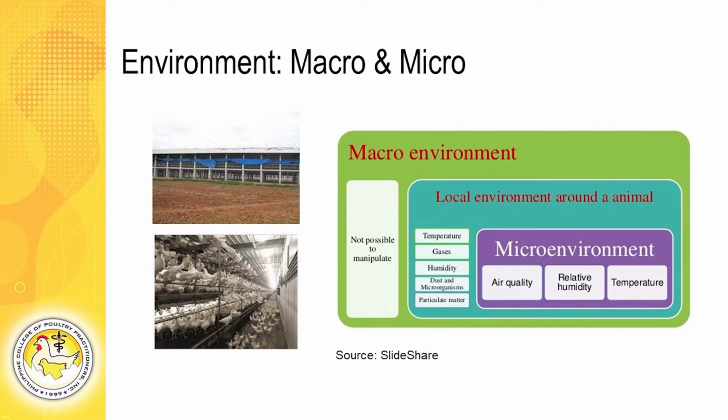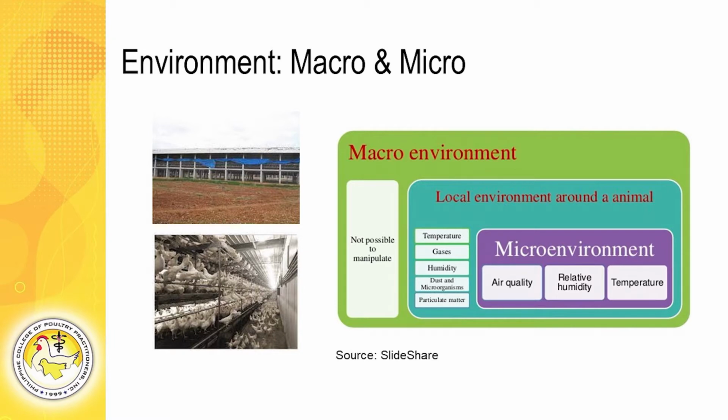Then, we have the factor of the environment. Both the external, which is the macro environment, and the internal, which is the local and the micro environment. The microenvironment plays an important role in the farm layout, house design, and ventilation system to use in the farm operation. This is to ensure a good internal environment.